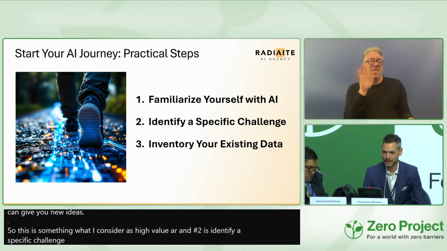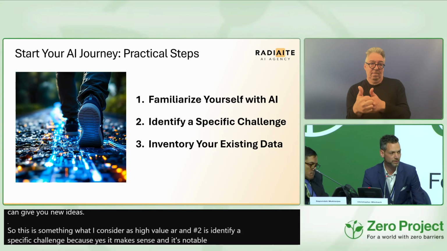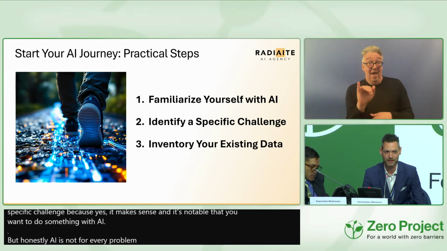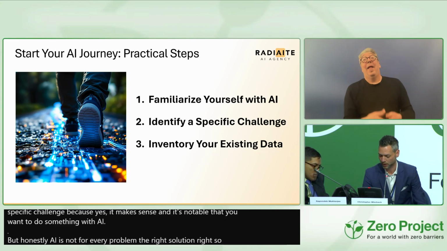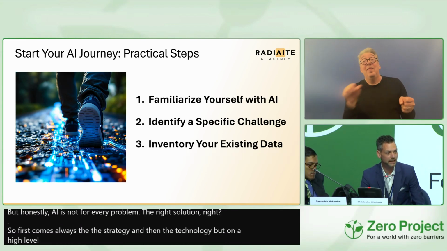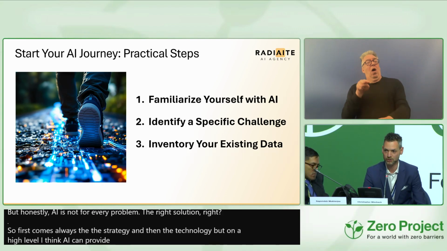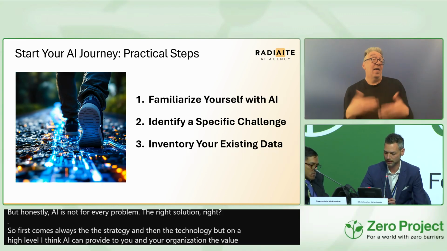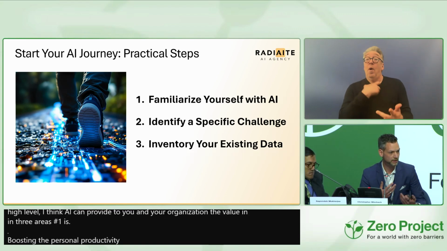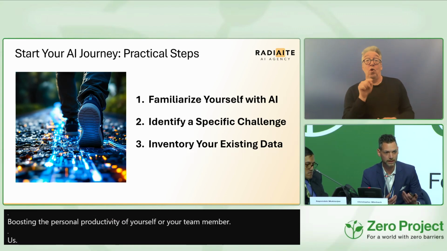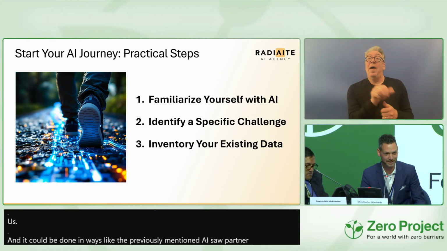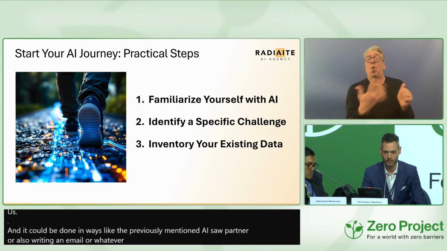Because yes, it makes sense, and it's notable that you want to do something with AI, but honestly, AI is not for every problem the right solution, right? So first comes always the strategy and then the technology. But on a high level, I think AI can provide to you and your organization value in 3 areas. Number 1 is boosting the personal productivity of yourself or your team members, and it could be done in ways like the previously mentioned AI thought partner, or also writing an email or whatever. Yeah, this is something you can do there.